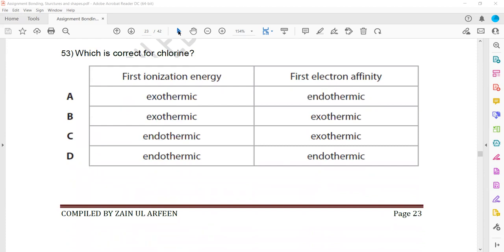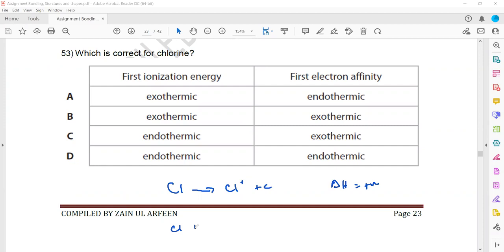Which is correct for chlorine? First ionization energy. The term ionization energy means energy needed to remove an electron. So we have a chlorine atom, we supply energy, it will form a chloride ion and lose an electron. So first ionization energy is endothermic, because we have to supply energy.